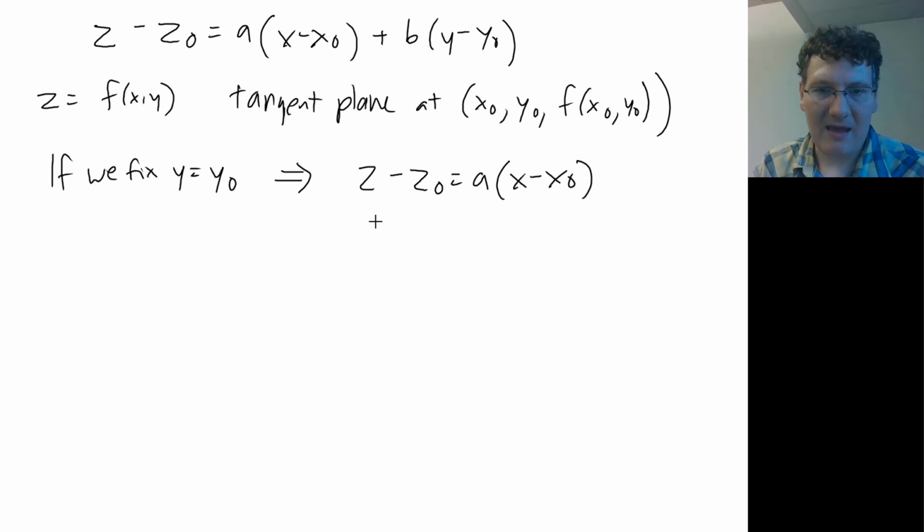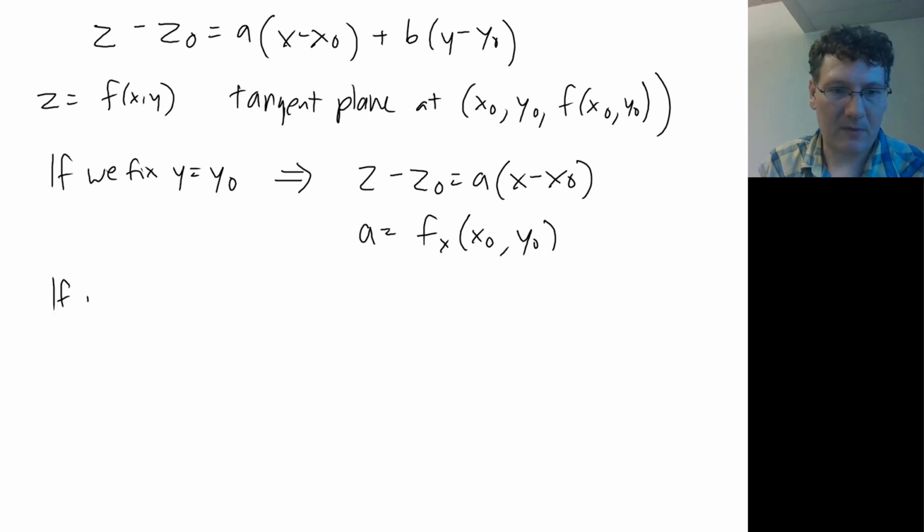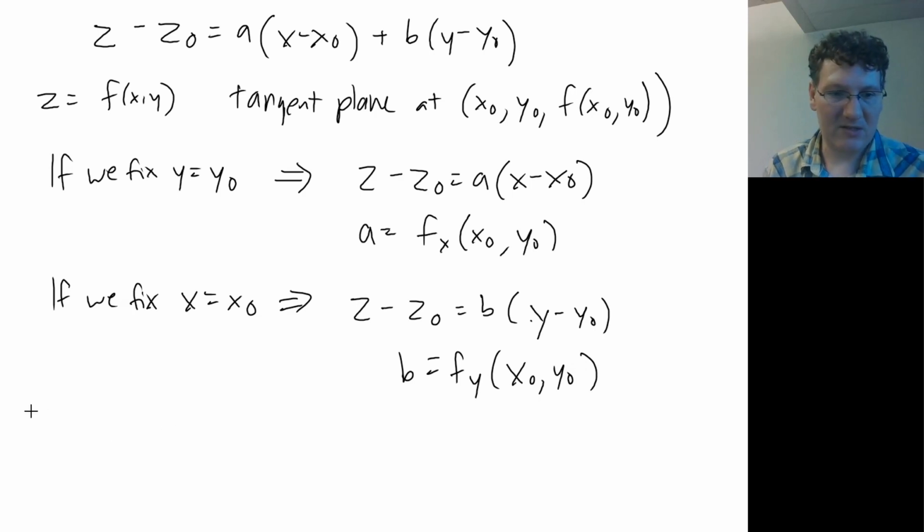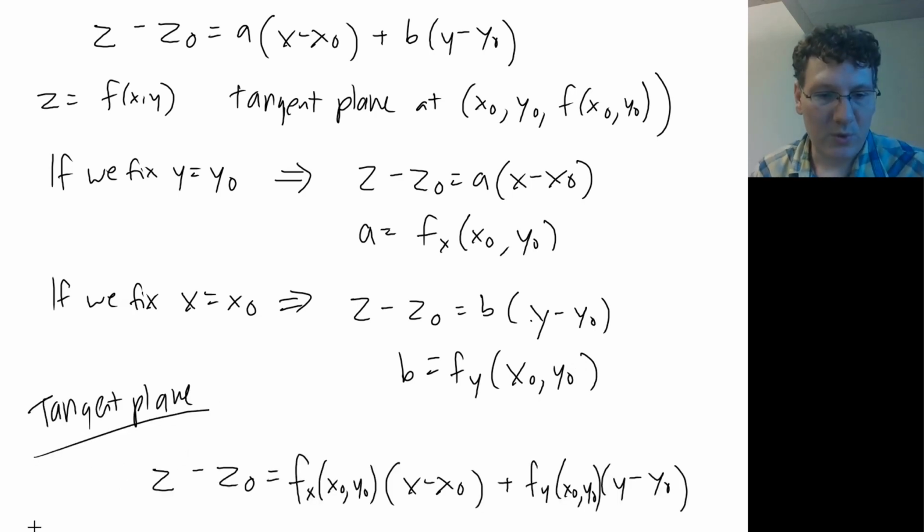Realize that that a is actually f sub x, the partial derivative with respect to x at x sub 0, y sub 0. And if we fix x equals x sub 0, then you get z minus z sub 0 equals b times y minus y sub 0. So b is f sub y, the partial derivative with respect to y at x sub 0, y sub 0. So we can write the equation for a tangent plane at this point: z minus z sub 0 equals the partial derivative with respect to x at x sub 0, y sub 0, at that point, times x minus x sub 0, plus the partial derivative with respect to y times y minus y sub 0. So let's do an example.